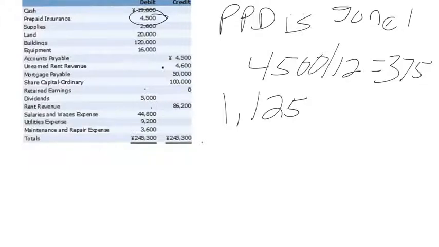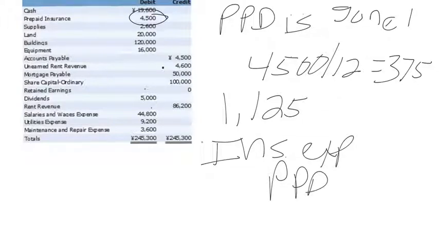We need to take it out of prepaid insurance and put it into insurance expense, because the prepaid insurance does not exist for months June, July, and August, and the journal entry is to debit insurance expense and credit prepaid insurance for $1,125.